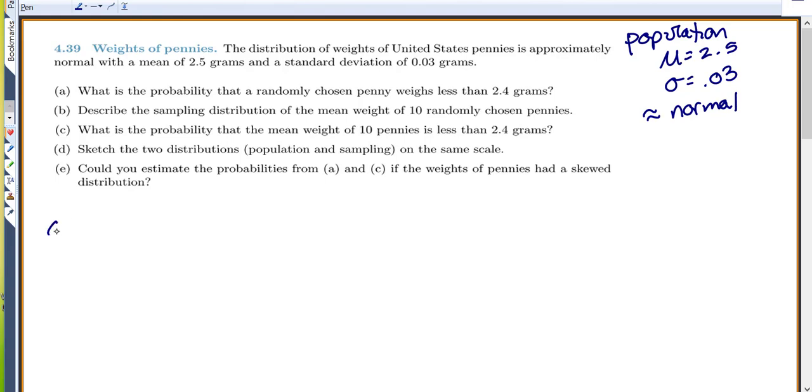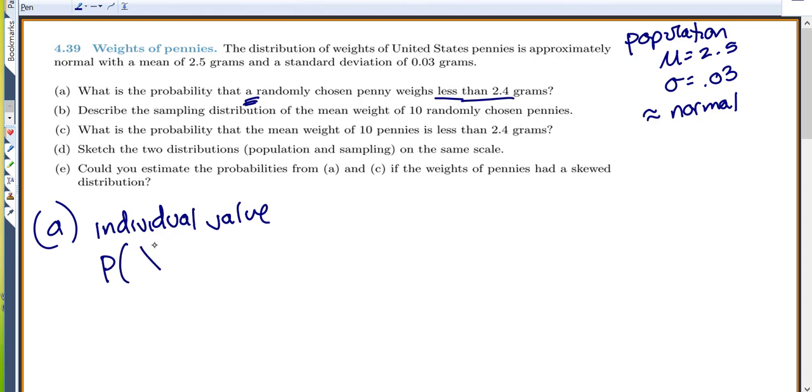So part A asks, what's the probability that a randomly chosen penny weighs less than 2.4 grams? That means just one penny. We're not talking about a sample, just an individual value. We're looking for the probability that one penny weighs less than 2.4 grams. Notice it says it's a normal distribution, and if we have a normal distribution, we can use the normal probabilities for an individual value.